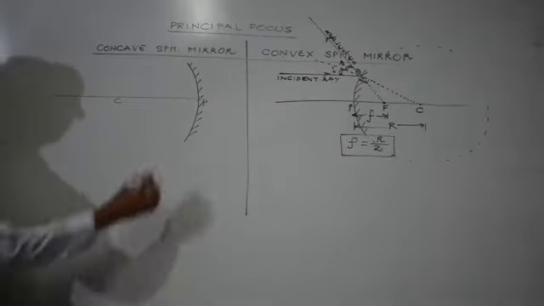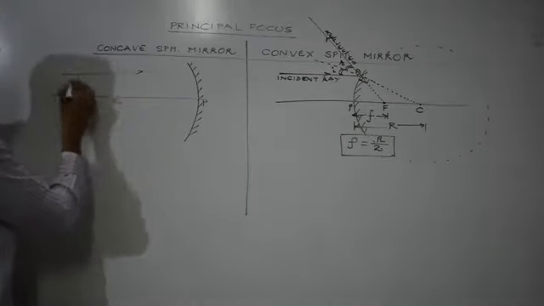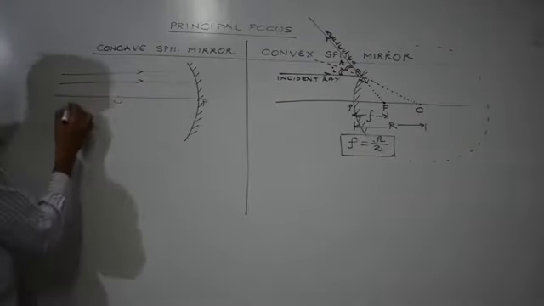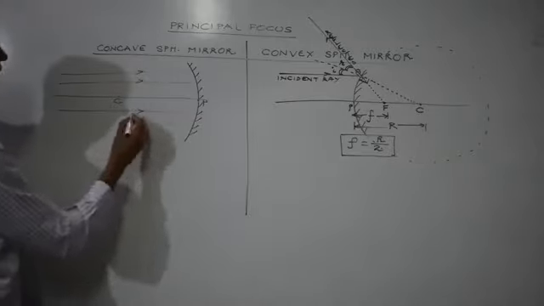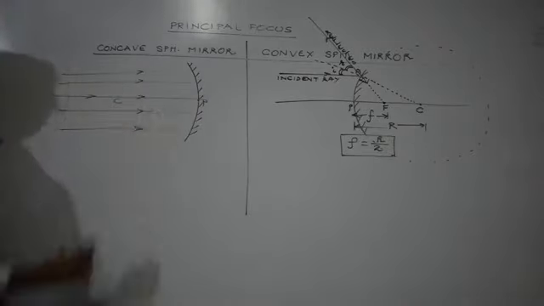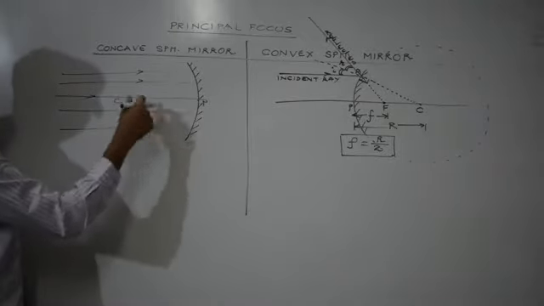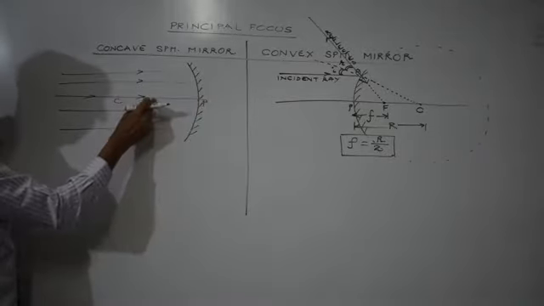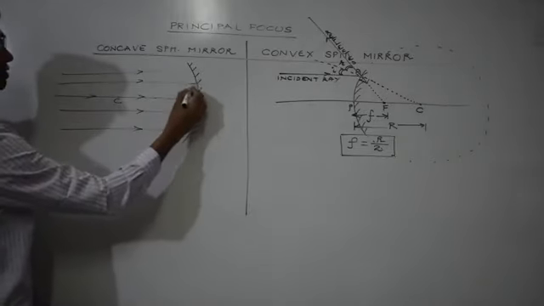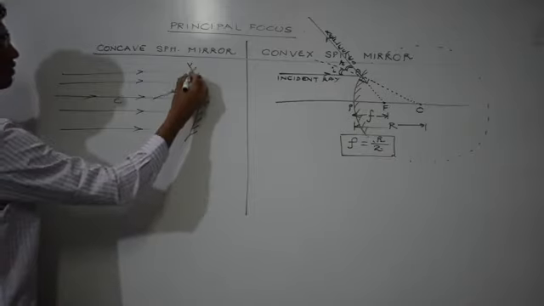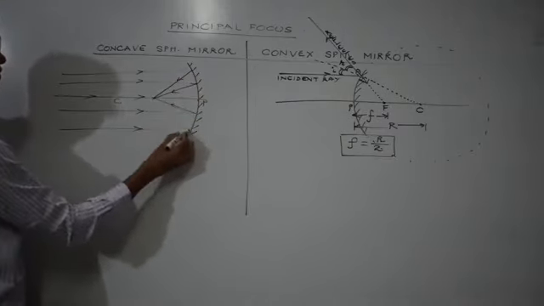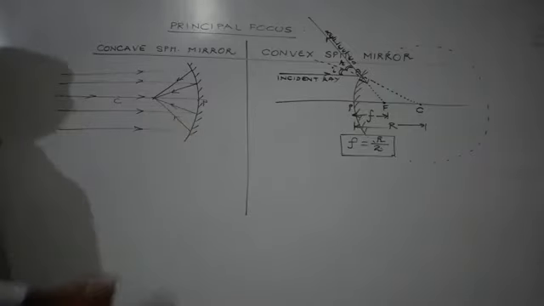Now what happens is, when a parallel beam of light is incident on it, earlier we have considered a single ray, right? Now we are considering a parallel beam of light to be incident over here. After suffering reflection, we have discussed, the reflected rays tend to pass through a point on the principal axis. All these rays will tend to get converged at a particular point on the principal axis.